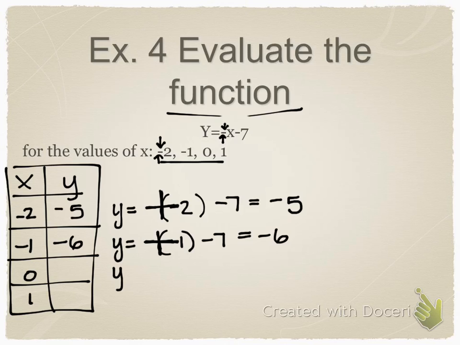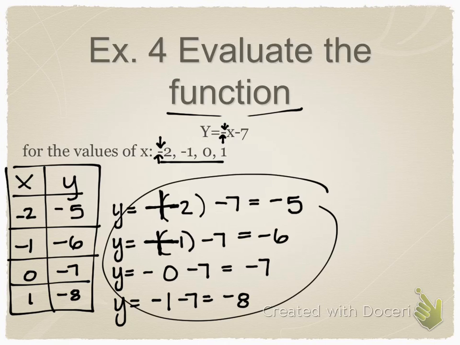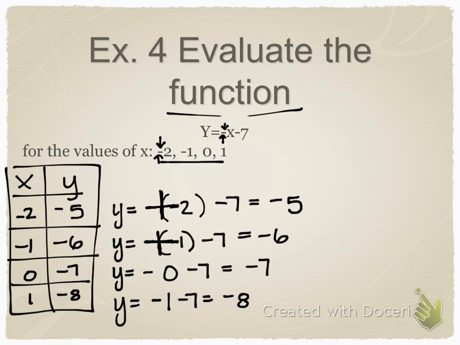All right, let's plug in my 0. Y equals negative 0, because now look, I don't have a negative number to plug in for x. I'm just plugging in a regular number, so I should only have 1 negative sign. What's negative 0? 0. So 0 minus 7 is negative 7. Okay, and last number, y equals, I keep my negative sign. What am I plugging in for x? 1 minus 7. What would my answer be? -8. Okay, do you need to show this work right here? Yes. Yes, you do. Do not forget about that, okay?